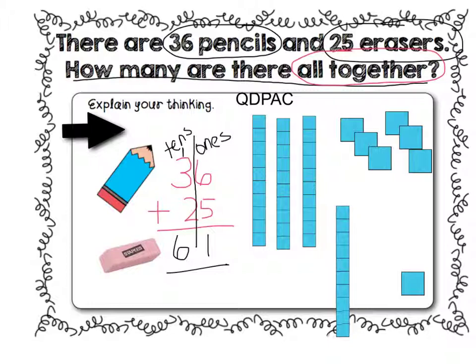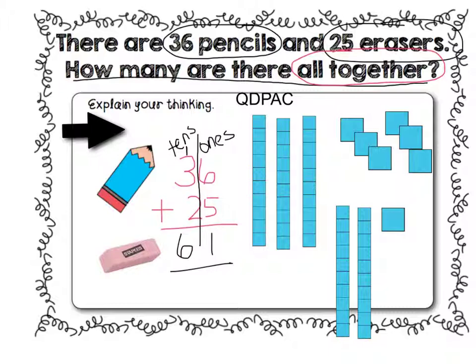I'll just make that right here. I've got 1, 2. So there's my 2 tens. Now I need to make 5 ones. So I've got 1, 2, 3, 4, and 5.